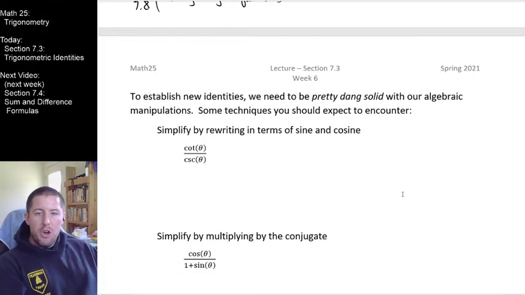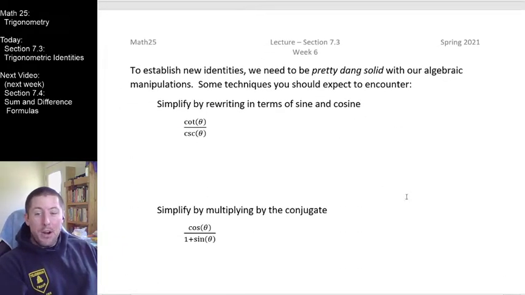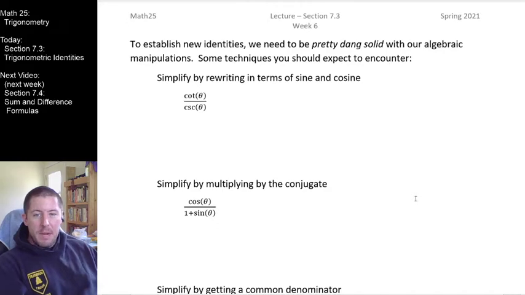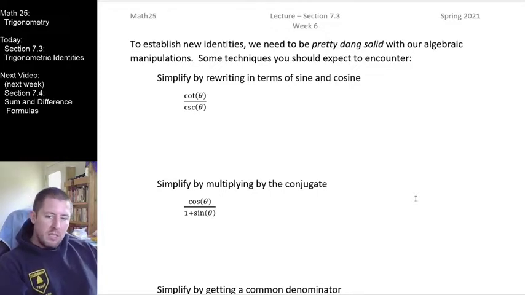So to establish new identities, we need to be pretty solid with our algebraic manipulations. So what we want to talk about right now is a bunch of algebra techniques that we need to be aware of and confident in so that we can handle the manipulations of our trig expressions. This is going to be our most algebra heavy topic associated with this course.